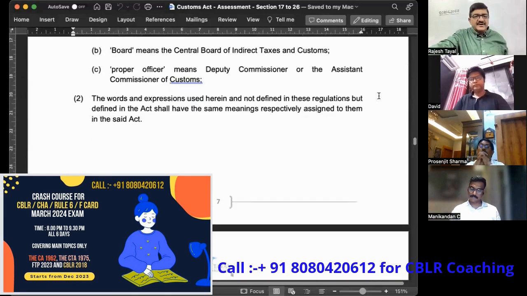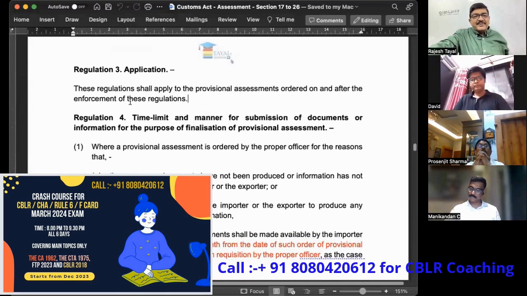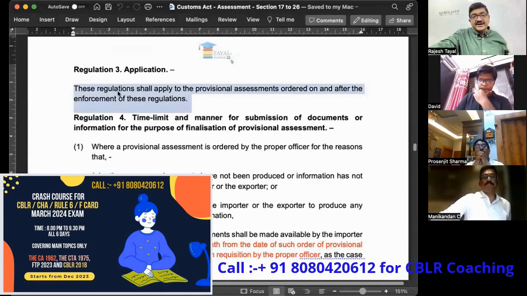Okay. So application, where does it apply? Now this is relevant क्योंकि हम वापस क्यों गए थे section 18 subsection 1 refer करना. That is the reason here. These regulations shall apply to the provisional assessment ordered on or after these regulations. So only provisional assessment, not for the reassessment.